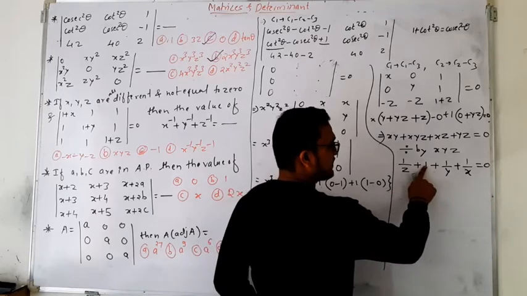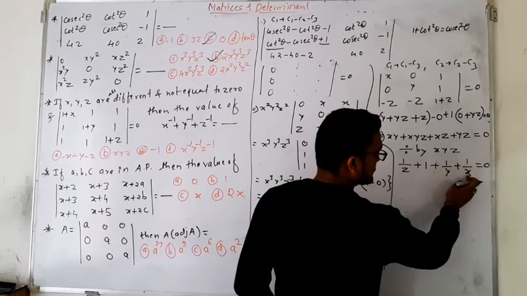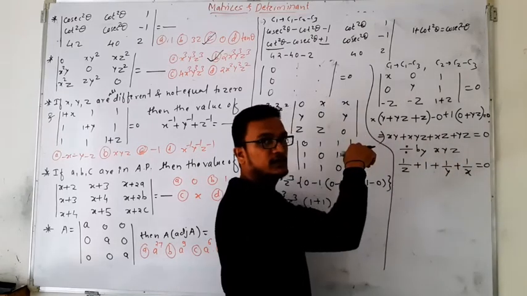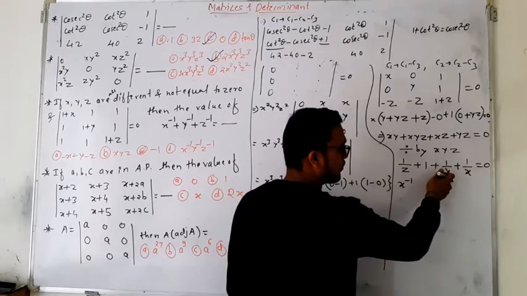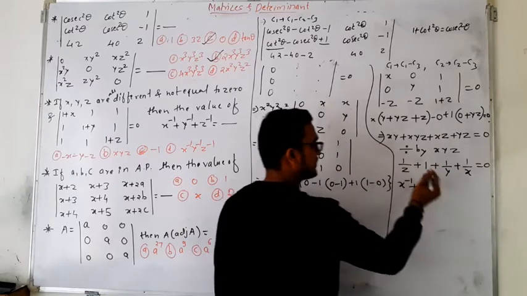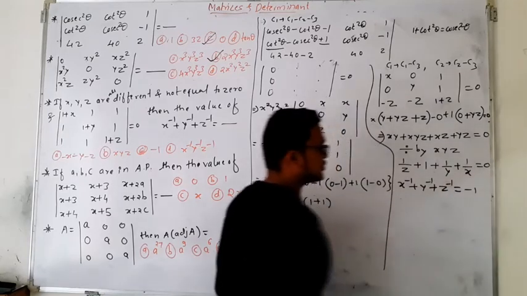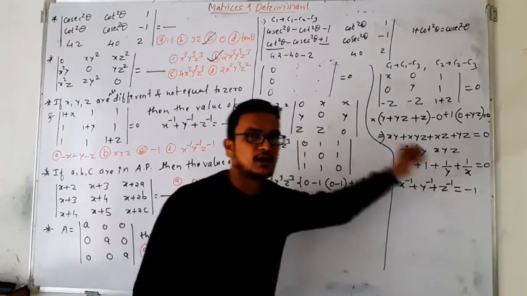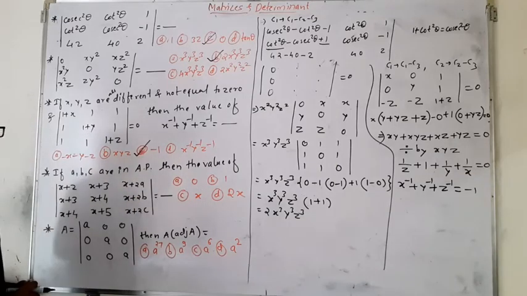Now this plus 1, if I transfer to the other side, it becomes minus 1, right? So this 1 by x, x is in the denominator. If I take it to the numerator, its power becomes minus. So x to the power minus 1, y to the power minus 1, plus z to the power minus 1, and this plus 1 is transferred to the other side, so it becomes minus 1. So x inverse plus y inverse plus z inverse is equal to what? Minus 1. So which option will be correct? Option C will be correct in this.